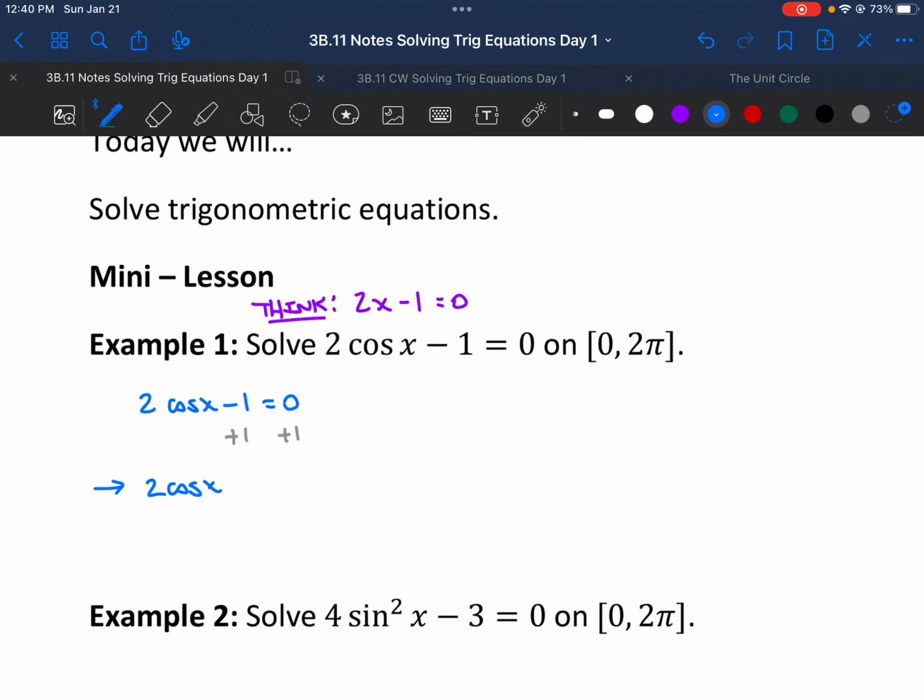Now we have 2 cosine x equals 1. Let's divide the 2 on both sides to get the cosine x isolated. Okay, now we have cosine of x equals 1/2. So now what we're trying to figure out, we have cosine of x equals 1/2, and we're on the interval 0 to 2 pi. So we want to figure out every single angle from 0 to 2 pi. What are all the angles that have cosine values of 1/2?